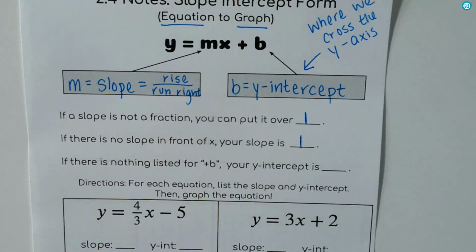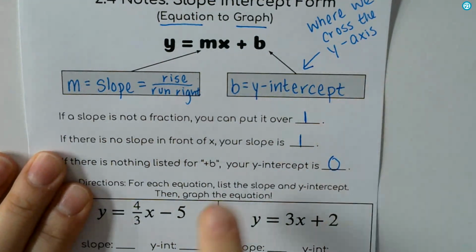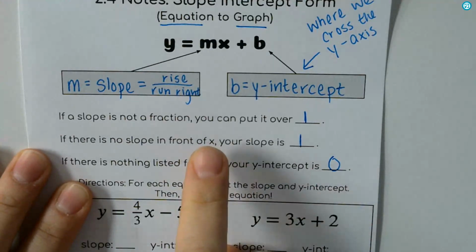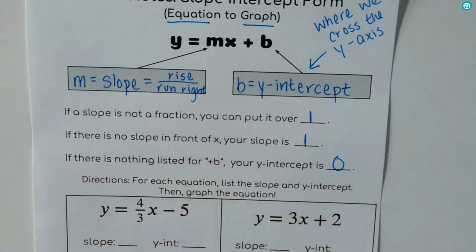And then the last thing is if there's no y-intercept, if there's no plus b, if we are adding nothing, what are we adding? What is nothing? 0. So when we are adding, if we are adding nothing, it's 0. When we're multiplying, if multiplying and not changing it, that's going to be 1.